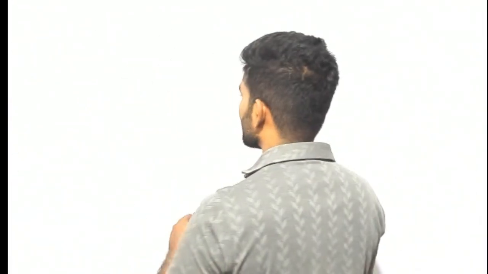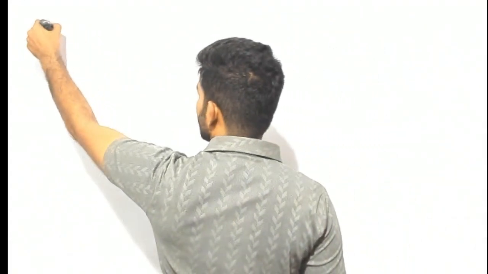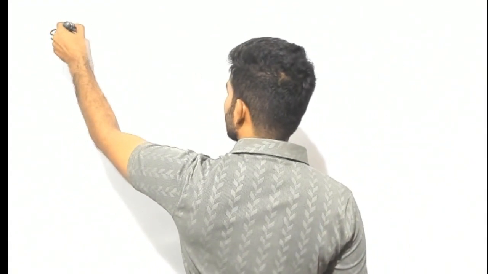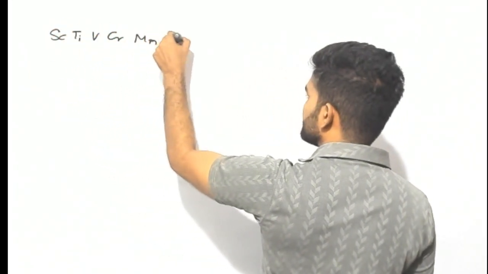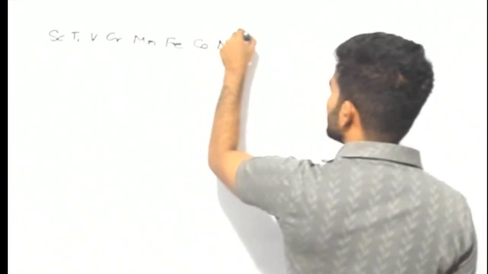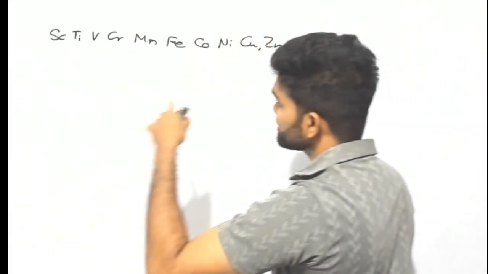So those are the 3D elements. The 3D group is in the fourth period. Right? So we call them the 3D elements. Starting from scandium, titanium, vanadium, chromium, manganese, iron, cobalt, nickel, copper and zinc. Right? You have these 10 elements.